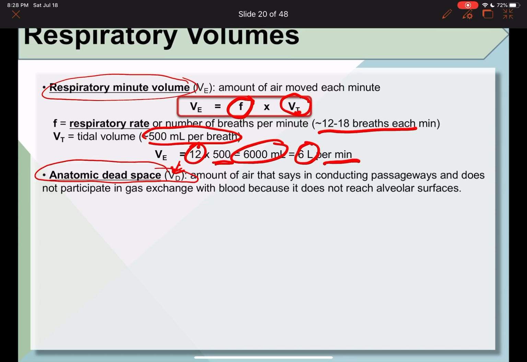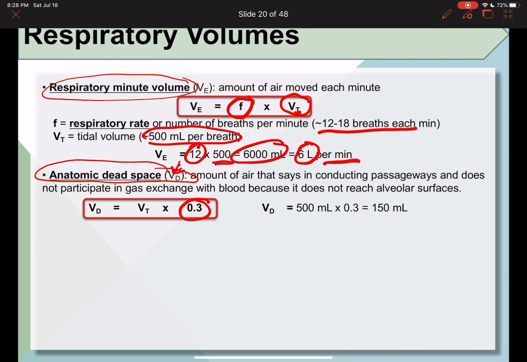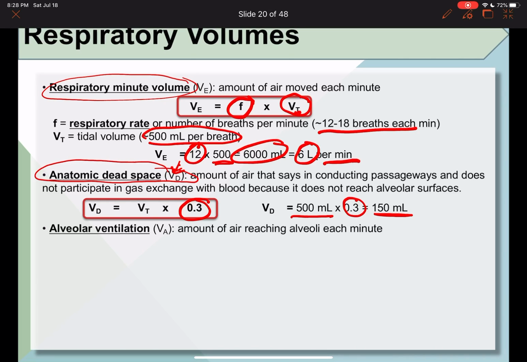Anatomical dead space volume is on average about 30% of your tidal volume. So if we take 0.3 times 500 mL, that's equivalent to about 150 mL of air that is not really doing anything and flows right back out. And so a more accurate way to represent how much air actually participates in gas exchange is the value we call the alveolar ventilation volume, denoted as VA.